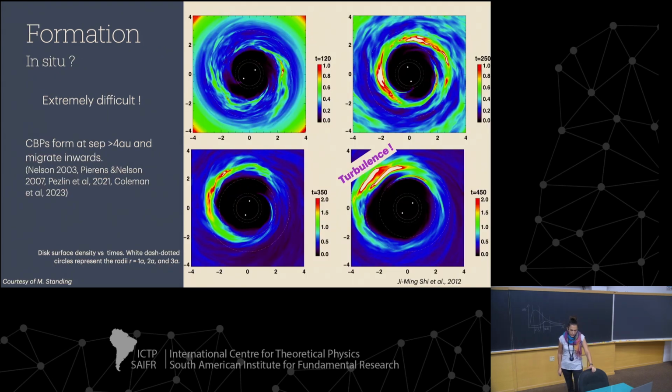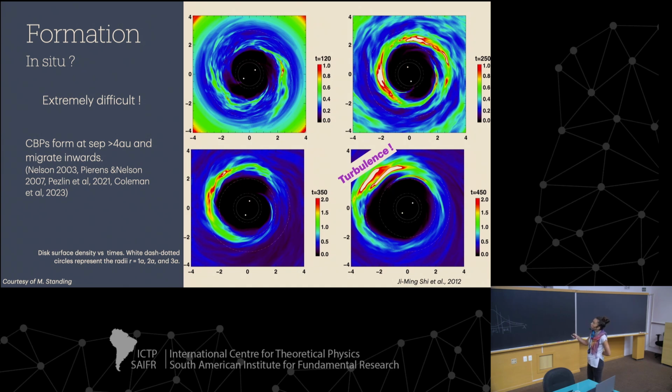Okay, another aspect that tells us that circumbinary exoplanets are a bit further away is the fact that formation in situ is extremely difficult. So here you have a simulation of what's happening to the disk when you have the inner binary, at different times. So you have 120, 250, and so on, right? You see that there's a creation of turbulence, and so you cannot really form exoplanets that close to the binary. So we know that circumbinary planets, CBPs, form at separations of at least more than 4 AU, and then they migrate inwards, okay?